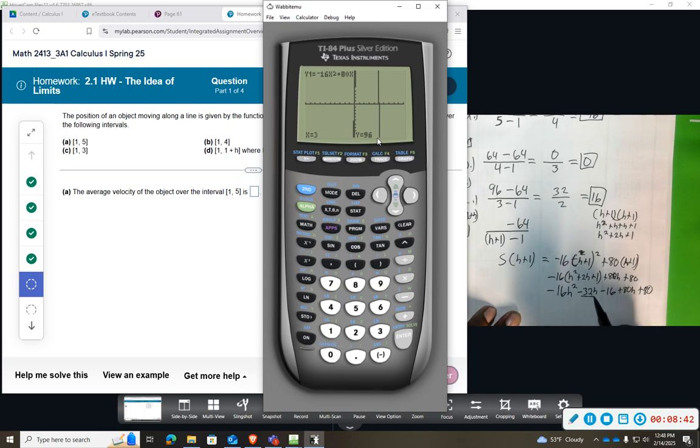We have 32h with this h term. We have 16 with 80. We're going to combine those terms. The 16h squared will stay, so we got a minus 16h squared. Combining the 80 and 32, that's going to give us 48h, so it will be a positive, plus 48h. And then the minus 16 and plus 80 will give us a positive 64.